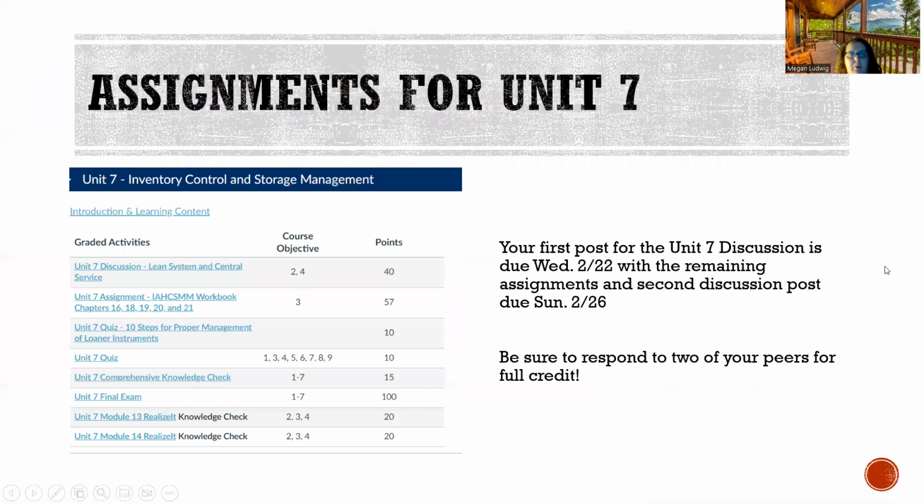So here are your assignments for Unit 7 for this week. You have a couple chapters you're going to need to read and do for your workbook: 16, 18, 19, 20, and 21. They're not super long, but they do have a lot of important information in them. So your first discussion post, again, is due Wednesday. And then your second post is due by Sunday, responding to 2 peers. Some of you have only been responding to 1, and I have to dock a few points for that. Make sure you're responding to 2 for full credit.